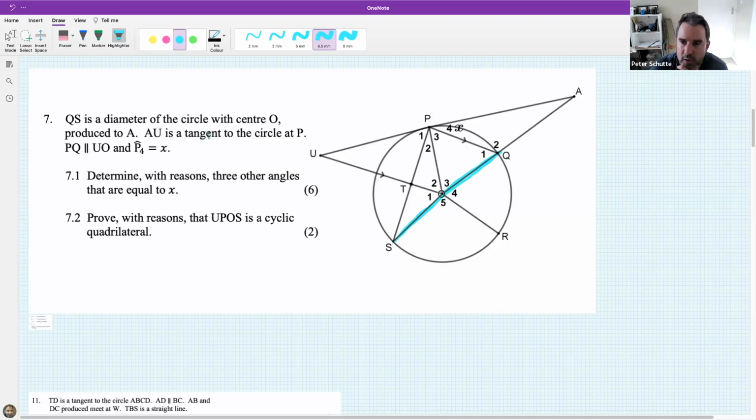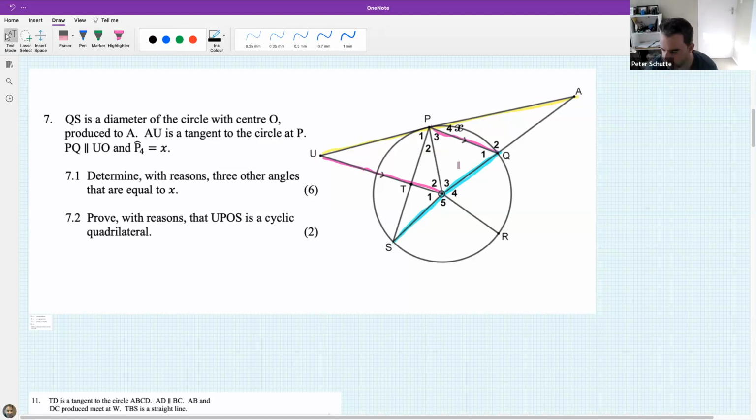It says AU is a tangent. Notice how my brain is loading up the information that I need. And it says PU is parallel to UO. Oh, here we go, so that one is parallel, and you can see that little arrow there. The colors help my brain. I really think using some highlighters can be helpful.